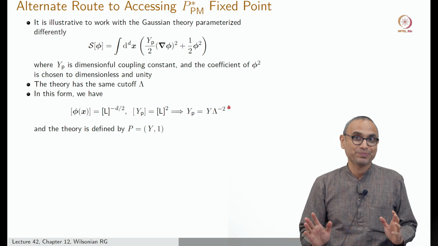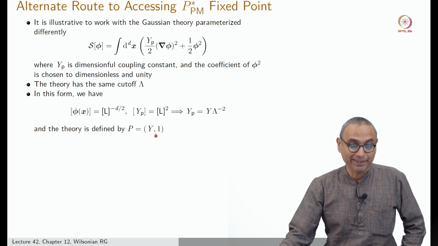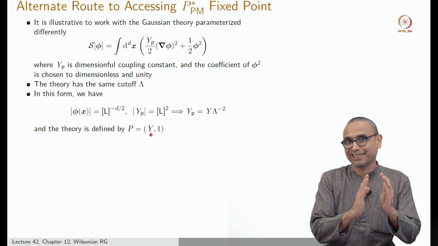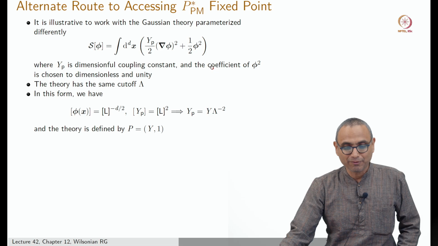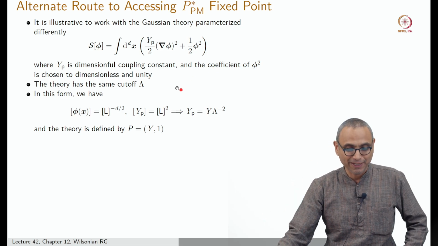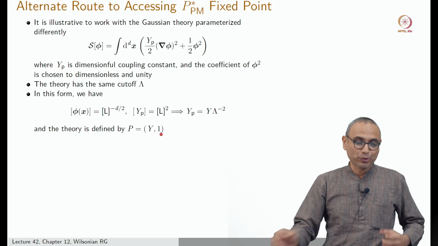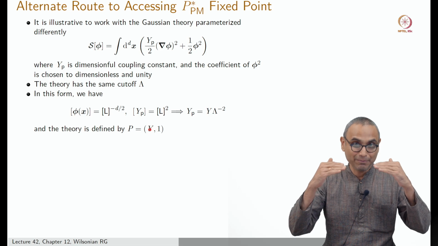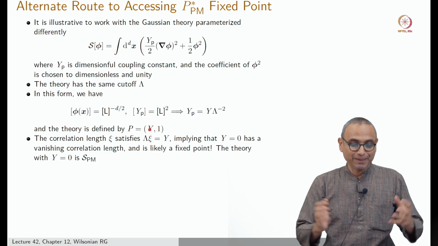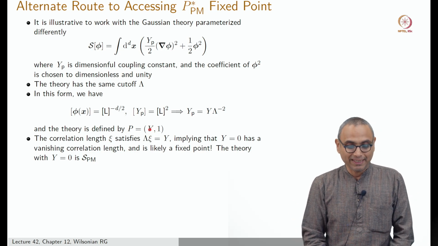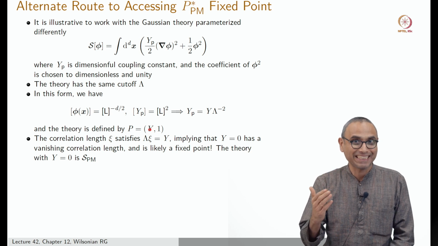So in this way of parameterizing the theory, the point P will be called y1, because y is reserved for the coefficient hitting the del phi square term, and the 1 of course is hitting the phi square term, and that is why I am writing it as y1. Okay. Now I invite you to go through the 3 steps, namely integrate, rescale and renormalize, and I will jump to the point of what I want, and I want to emphasize what should be the renormalization condition.